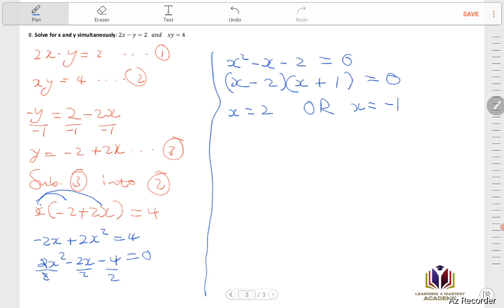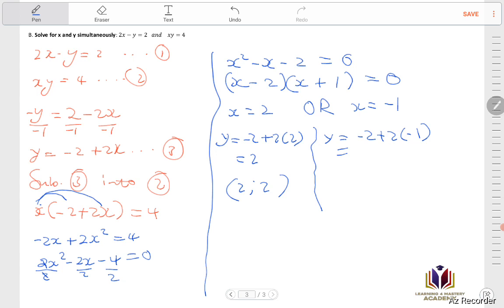Then we can substitute. To get the y value for x equals 2, it's going to be y equals negative 2 plus 2 times 2. This gives us 4. 4 minus 2 gives us 2. So these two will be 2 and 2. We come here, y equals negative 2 plus 2 times negative 1. This is going to give us negative 2. Negative 2 minus 2 gives us negative 4. Therefore, the coordinates will be negative 1 and negative 4, right?